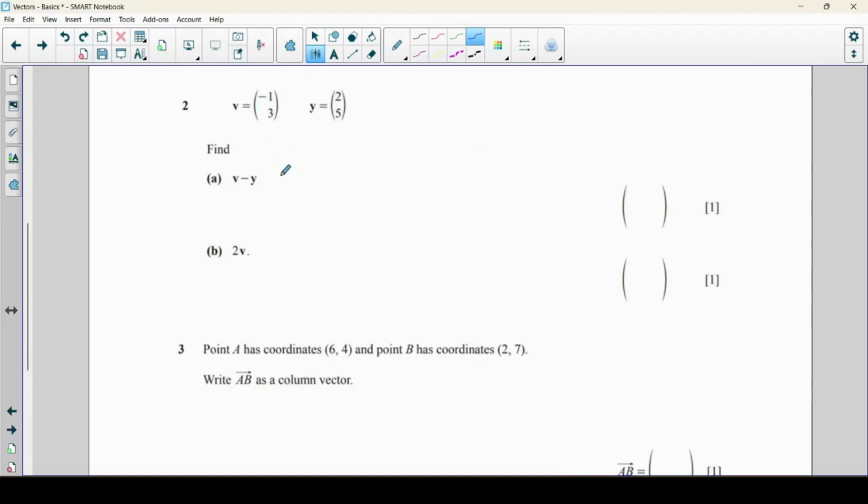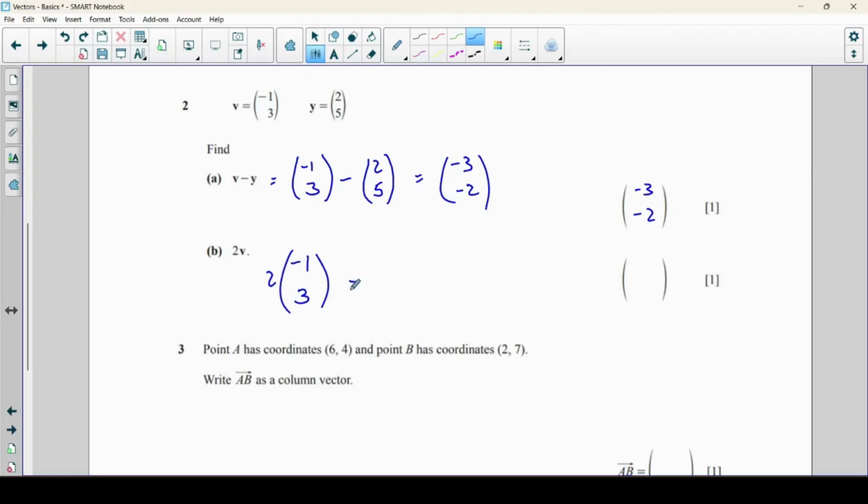Okay, here let's find v minus y, so that is equal to v minus 1, 3, minus y, which is 2, 5. So we've got minus 1 subtract 2, that's minus 3, and 3 subtract 5, minus 2, nice and easy. Next is 2v, so that's 2 times minus 1, 3, 2 times minus 1, minus 2, 2 3's 6, so minus 2, 6.